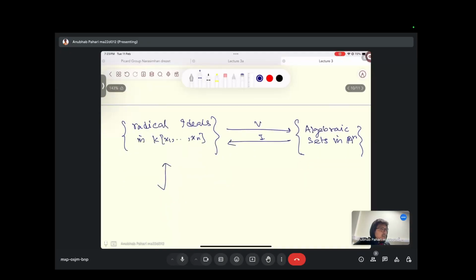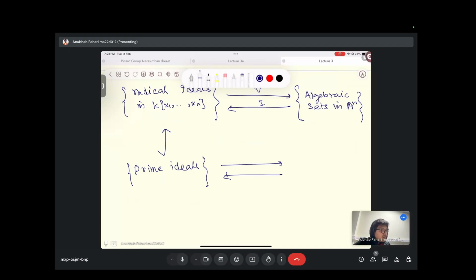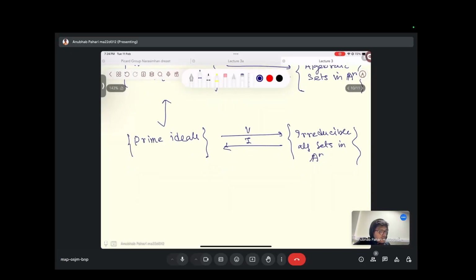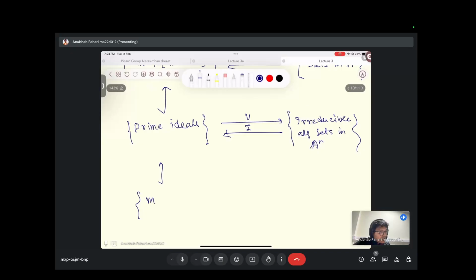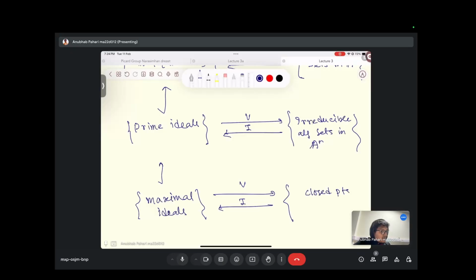Now this contains prime ideals, which again correspond with irreducible algebraic sets in A^n, which again contains maximal ideals, and which correspond with, actually it would be better if you just say, closed points in A^n.